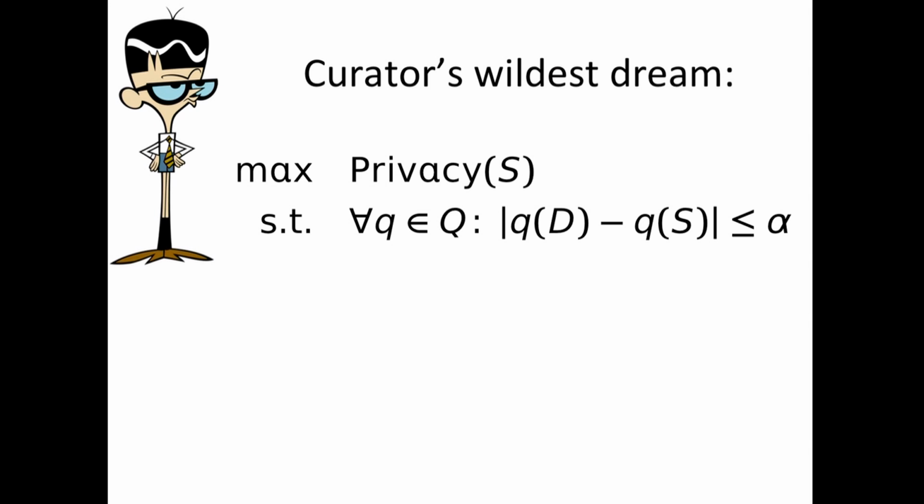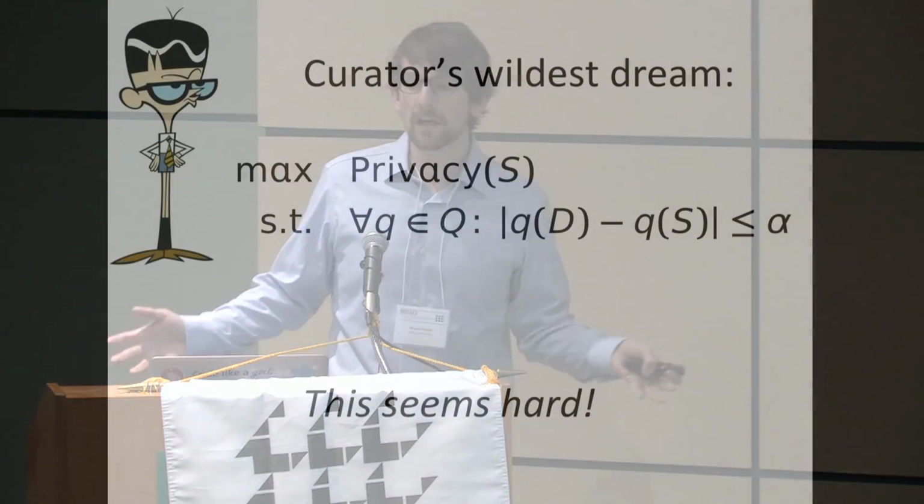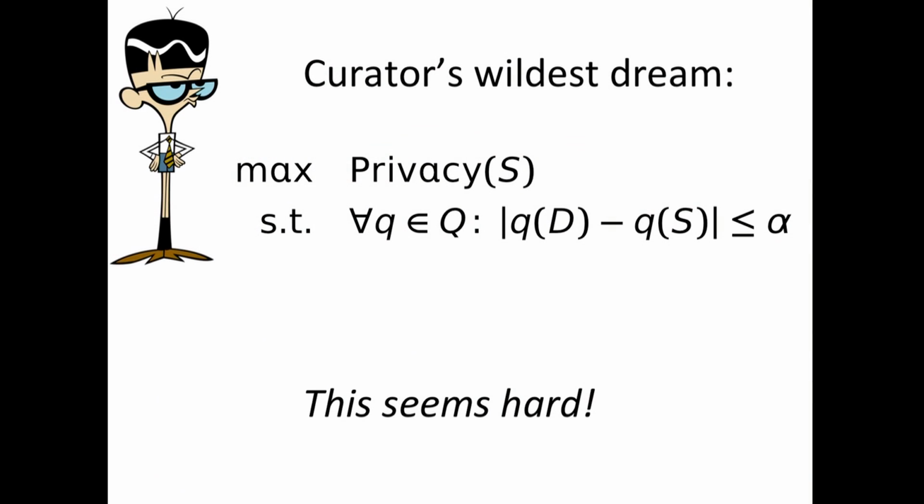And if you see what I mean by accuracy, it really means that you have only an additive alpha error on all queries. And alpha is some parameter here that you can choose. Think of it as much less than 1, because error 1 would be trivial. So think of alpha as 0.01 or even something depending on the data set. Okay? So how do we make sense of this, right? This seems ill-defined and hard. How do we even make sense of this?